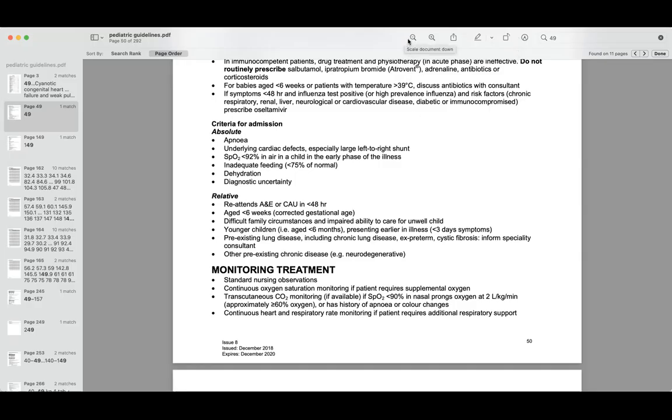So always remember, when the child or the parents are revisiting you, you have to take it seriously. It means there is some problem, that's why they are revisiting you. So re-attends accident and emergency and child assessment unit within 48 hours. And age less than 6 weeks, as Dr. Yasser was telling, you have to consider antibiotics also, as sepsis or pneumonia. Especially if they have fever and signs of sepsis, you have to start it.